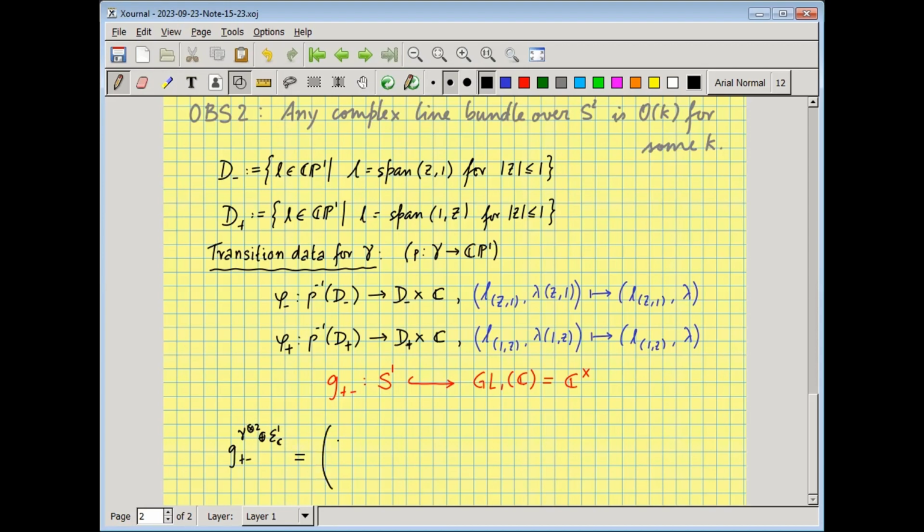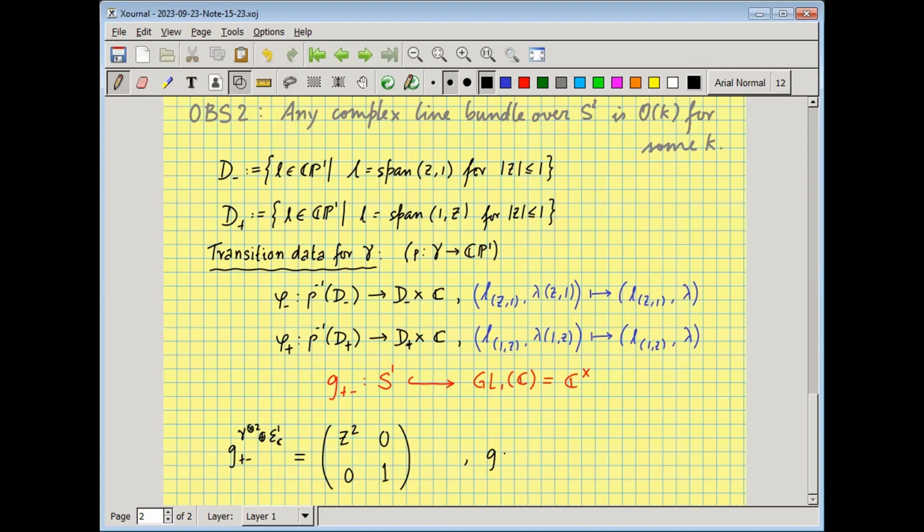So this should really be Z squared, 0, 0, and 1, right? The 1 coming from the transition data of this, the direct sum tells me I have to form the matrix by putting the block matrix form here. This is Z squared because Z goes to Z is the transition data for gamma. So gamma tensor 2 has transition data Z into Z. This is G plus minus of Z as Z varies over the equator.